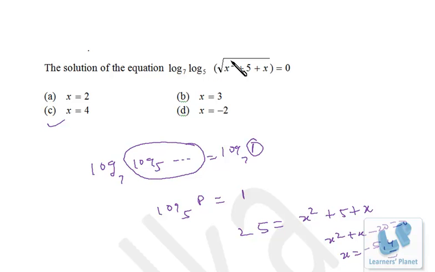That means if this quantity is in the square root, that means this quantity must be 25. Getting my point? X square plus 5 plus x must be 25. That means what? If you can put up the value of x from option and just see where it is 25. So right away, if you put 4, you'll be getting 16 plus 5, 21 plus 4, 25. Right? So this quantity is 25.